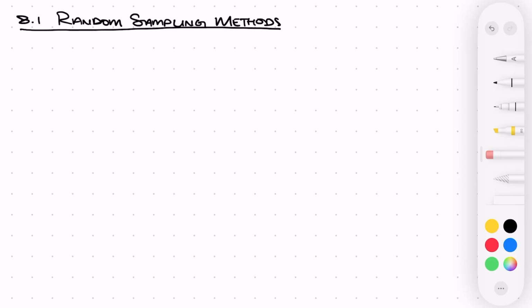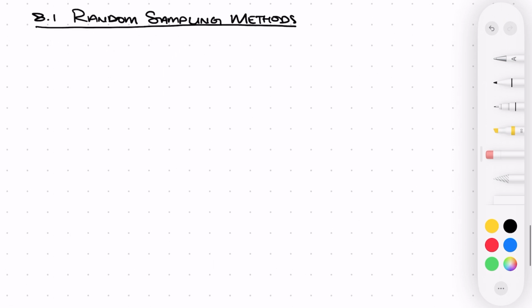All right, hello students. So we're going to get into this unit. We're going to start with 8.1, which is about random sampling methods. You could go ahead and copy this title down. Now, as you copy this title down, why do we do this?